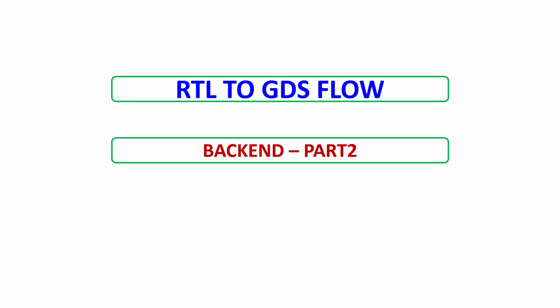Hello students, have you ever wondered how a simple RTL code written in Verilog becomes a real chip inside your mobile phone? How does this logic turn into metal layers? How do millions of transistors get physically arranged? And how does timing constraint get controlled at nanometer scale? Welcome to the backend physical design.